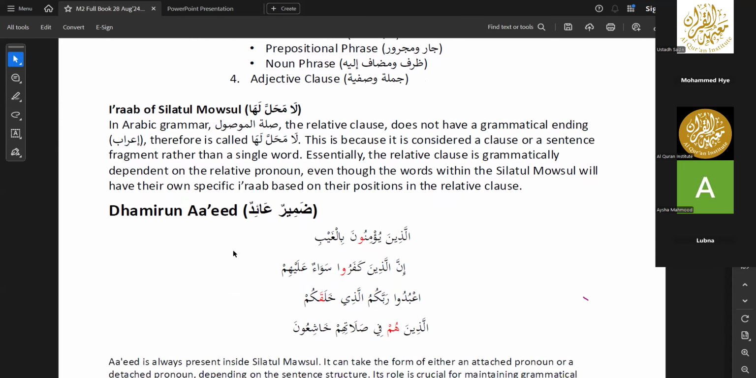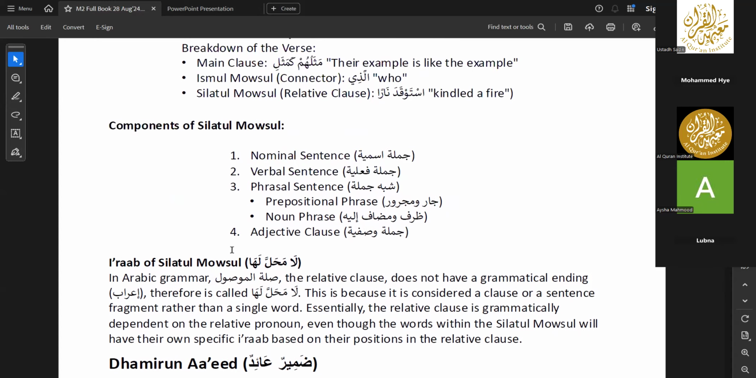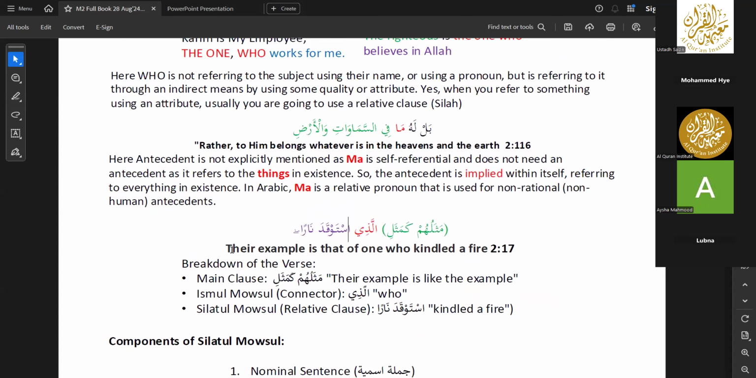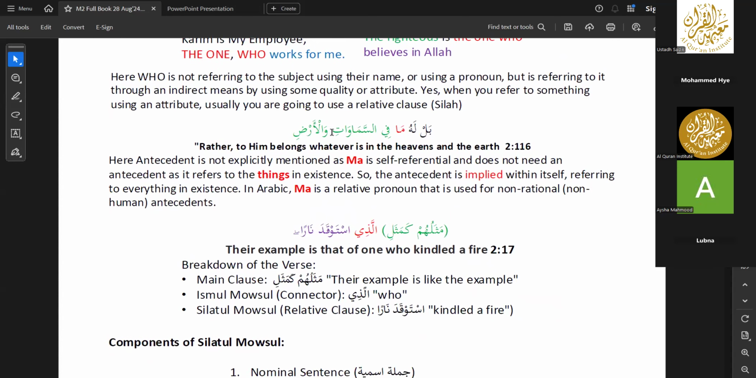Can I have an example of this? Well, all the examples, just open any one. For example, ma fis samawati wal ard, the Silatul Mawsul is this.